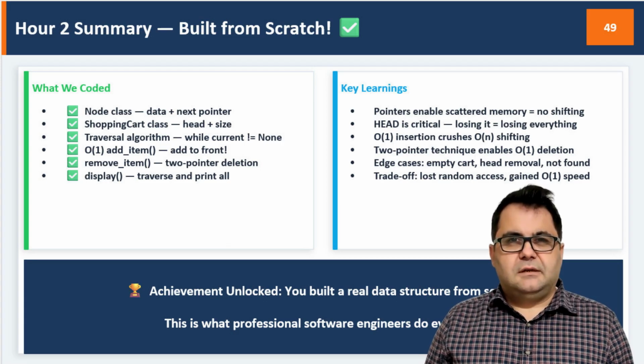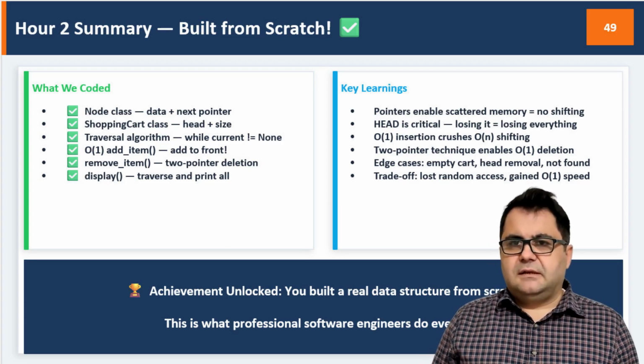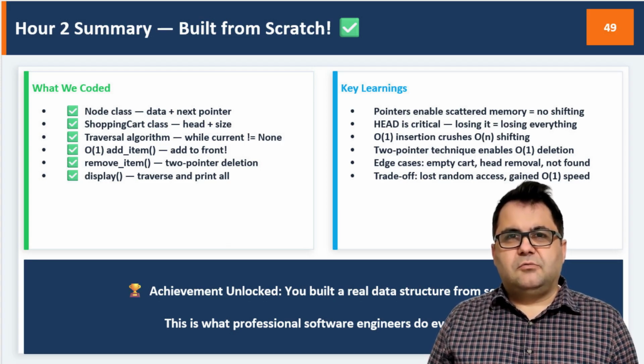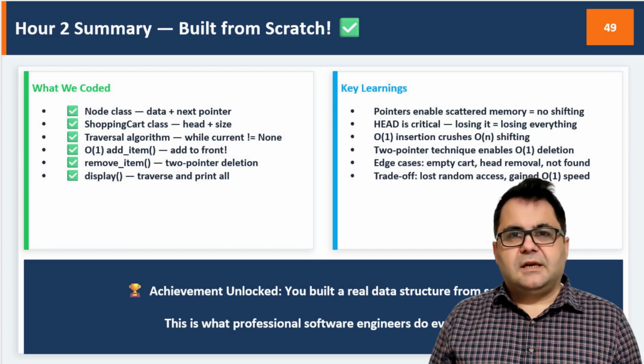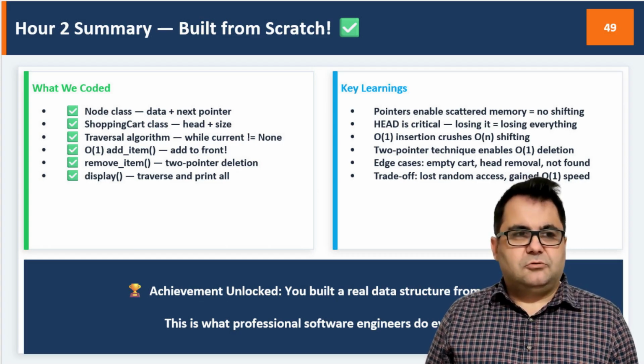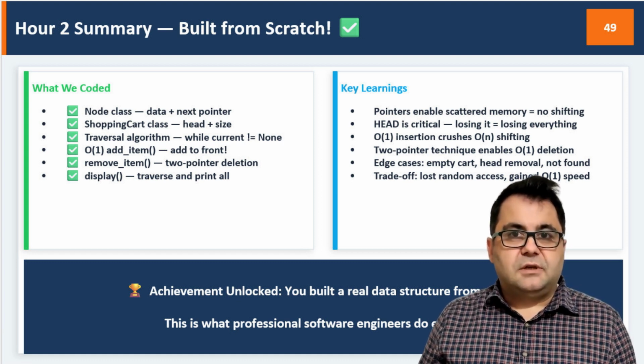Code stats. About 80 lines of clean Python. 5 well-designed methods. Handles all edge cases, including empty cart. Code is clear, readable, maintainable. Next hour, we switch gears to databases, learning how to handle millions of products with SQL pagination using limit and offset. See you after the break.